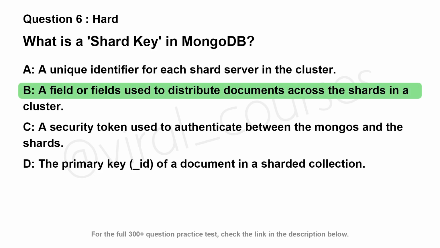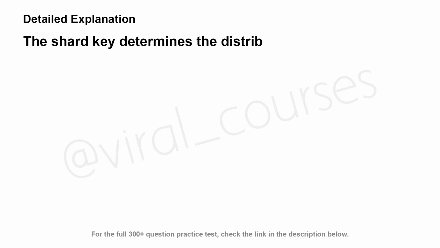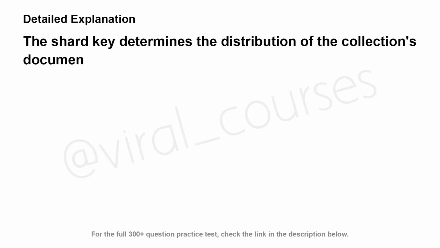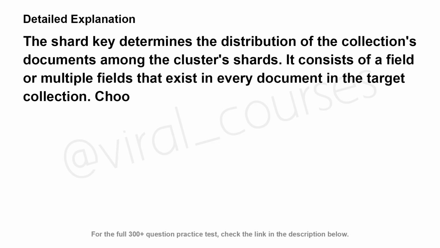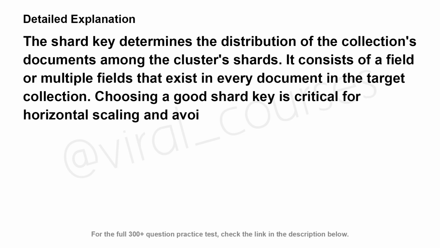The correct answer is B. The shard key determines the distribution of the collection's documents among the cluster's shards. It consists of a field or multiple fields that exist in every document in the target collection. Choosing a good shard key is critical for horizontal scaling and avoiding hotspots in the cluster.